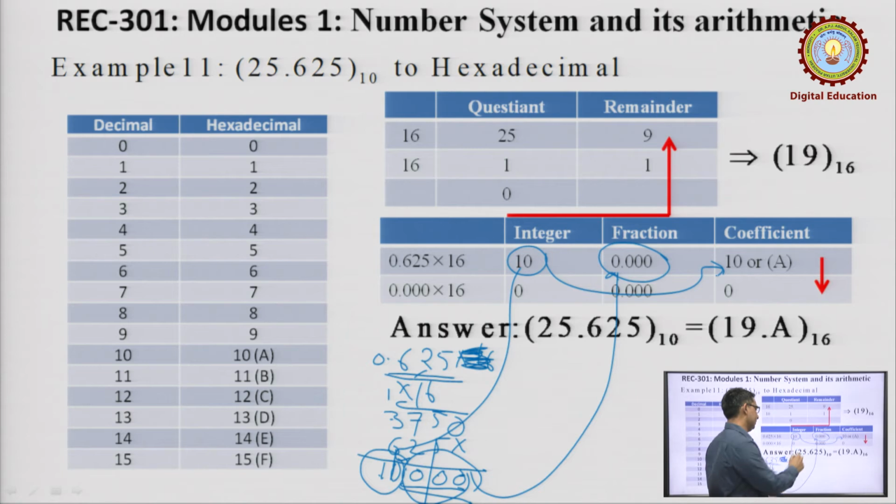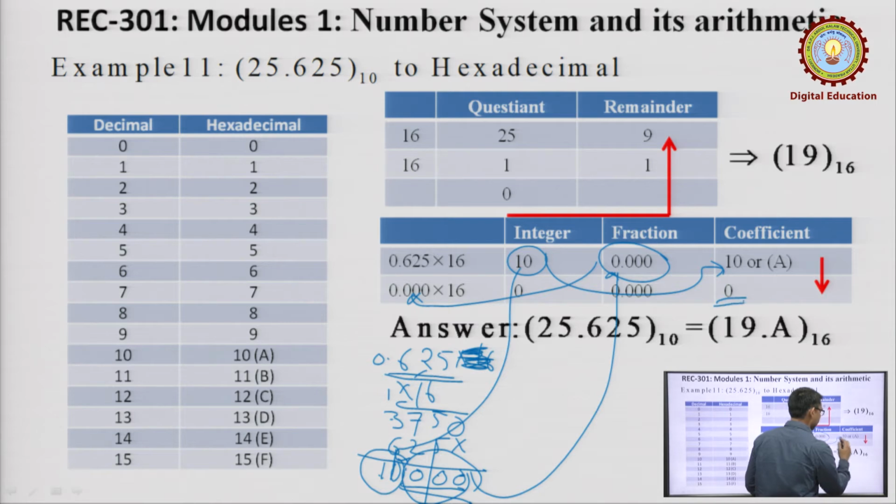This value will move here for the next iteration, and if 0 is multiplied by 16, then we get the fraction part 0 and the integer part 0. That's why we have mentioned 0 here.